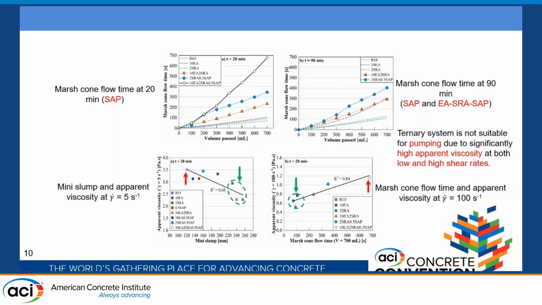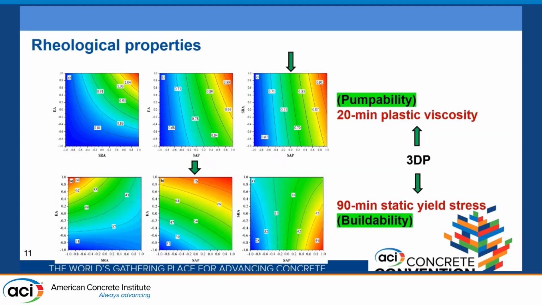couldn't complete the test. Mini slump and apparent viscosity at initial shear rate, and Marsh cone flow time and apparent viscosity at 100 shear rate were correlated. You see good correlation, and the system including all the materials, the ternary system, had a high apparent viscosity in both low and high shear rate. This made us conclude that this is not a good candidate for 3D printing.